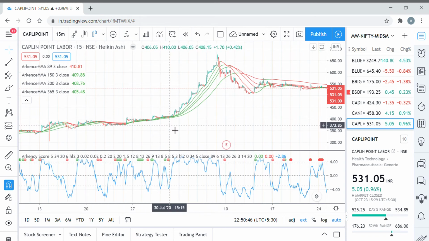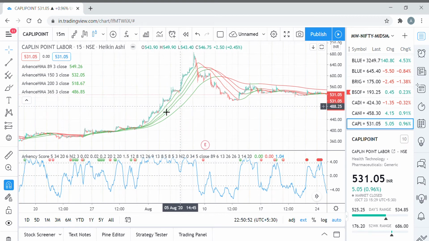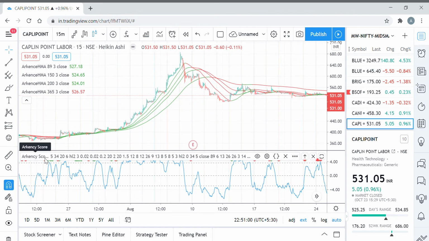Hello friends. Today I will talk about an indicator I have made. This indicator uses other indicators. Okay, this is basically not an indicator, it is a score. So it gives you a score of all the other indicators.